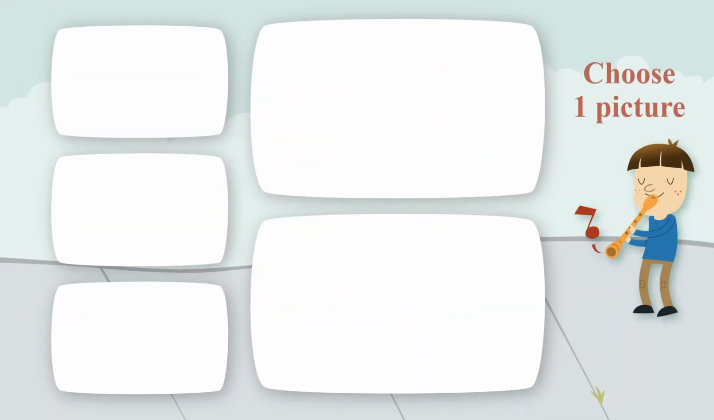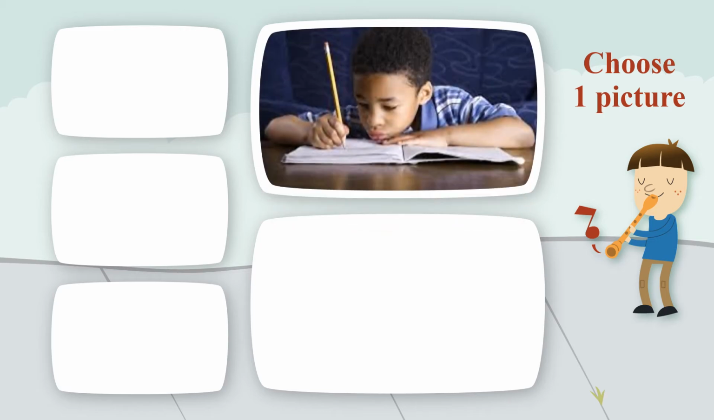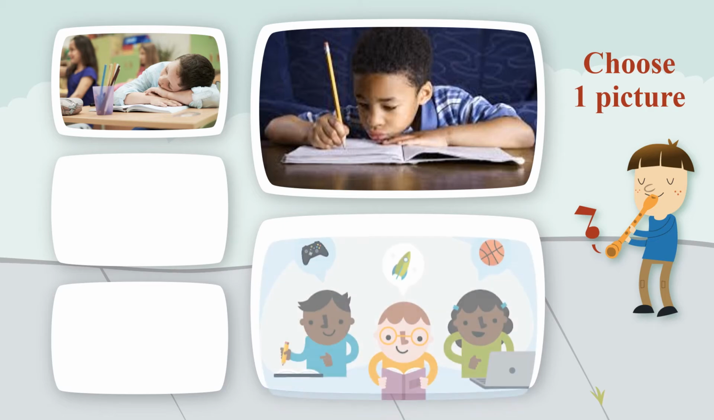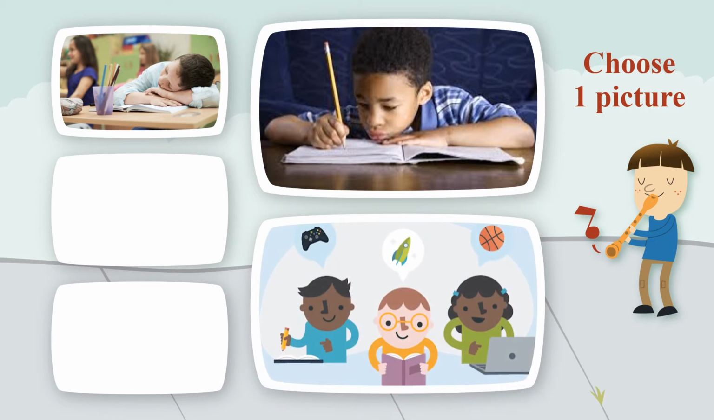Next one, I want you to choose one picture from these 5 pictures here. This will be your choice. You are going to choose the picture. Okay, number one, a student, you do your homework. Second one, sleeping in the classroom. Number 3, finishing your homework before playing. See there, the boy wants to play games, the boy wants to play with his toys, and the girl wants to play basketball, but they finish their homework first.